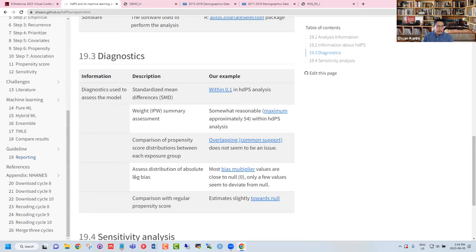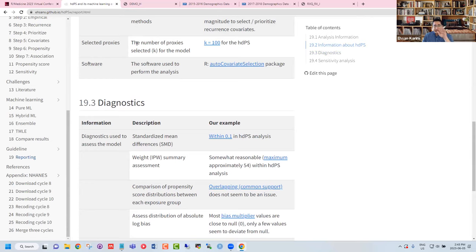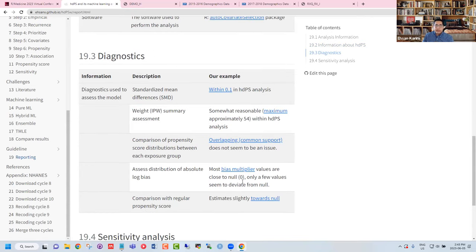And we have to assess the distribution of the absolute log bias. I have mentioned that one of the ways we can select K, the number of proxies, is to do a sensitivity analysis. One of the other ways would be to check the distribution of the log bias multiplier and see how many numbers are very close to zero and how many are deviating from zero. That way we can try to determine what could be a reasonable K based on our analysis.